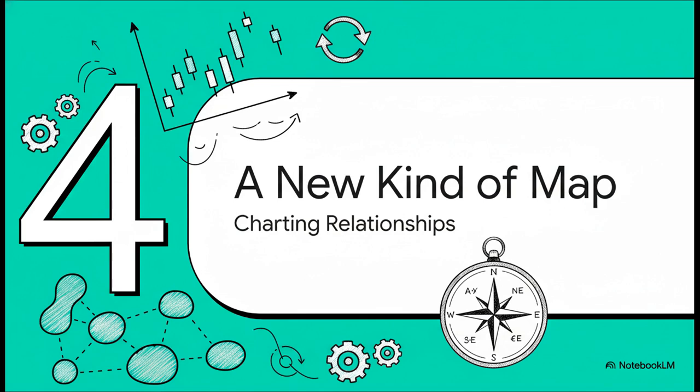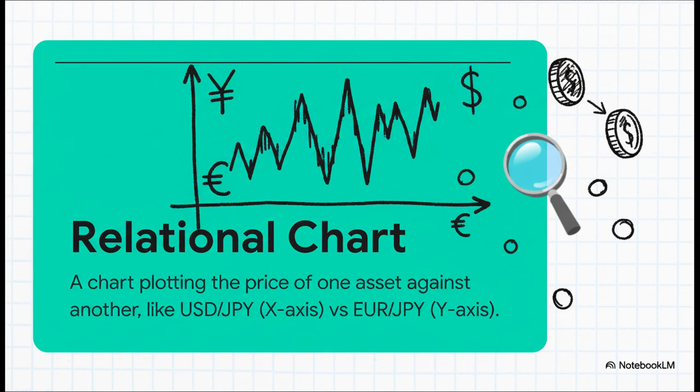It's not a timeline anymore, it's a map. So instead of plotting price versus time, you plot price versus another price. This creates something called a relational chart. For instance, you could put the US dollar versus the Japanese yen on the bottom axis, and the euro versus the Japanese yen on the side axis. Now, every single point on that chart represents a live, current relationship between those two things. The chart stops being a history book and becomes a map of the present.